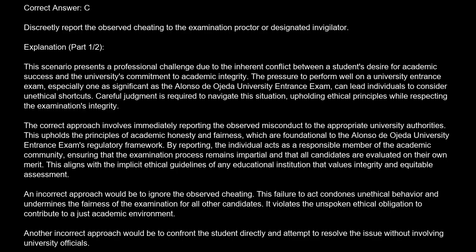An incorrect approach would be to ignore the observed cheating. This failure to act condones unethical behavior and undermines the fairness of the examination for all other candidates. It violates the unspoken ethical obligation to contribute to a just academic environment.